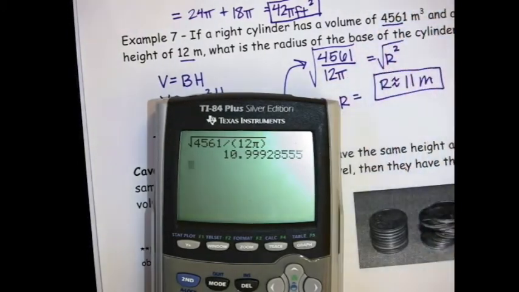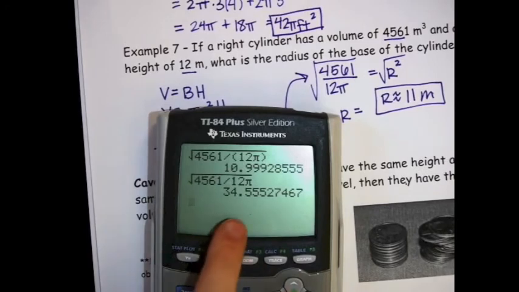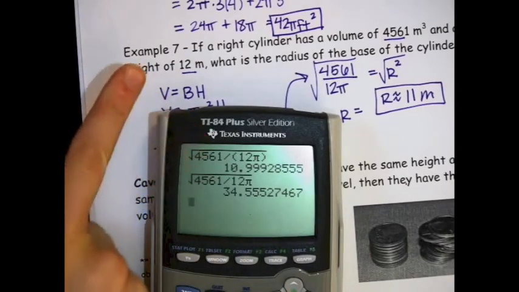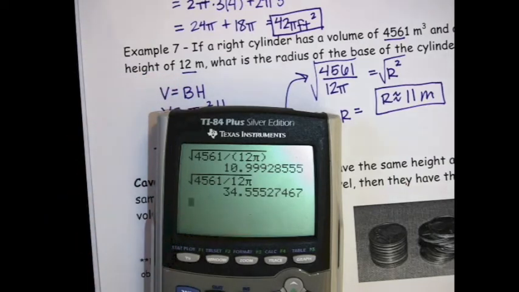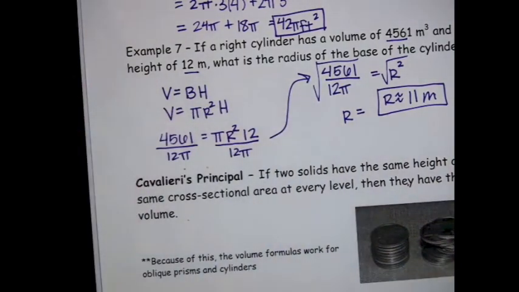Now let me show you what that would look like if I forgot to put parentheses. So that would be the square root of 4,561 divided by 12 pi. I would get 34.56. So looking at my problem, that doesn't quite make sense because my height is 12. That would be a very big circle with a very small height. So remember to put parentheses underneath the square root.